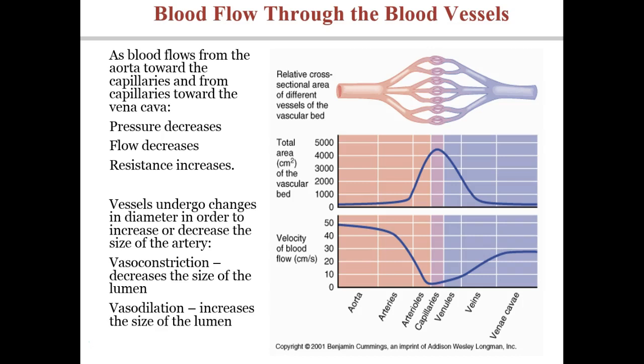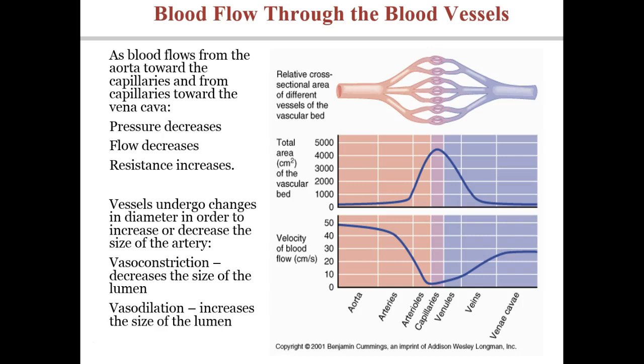And so resistance depends not only on the length of the vessel, but also the diameter of the vessel. The larger the diameter, the less resistance. The smaller the diameter, the greater the resistance. And that is something that the body uses regularly, changing the diameter of the lumen. That's what that smooth muscle is for, and it vasoconstricts and vasodilates.